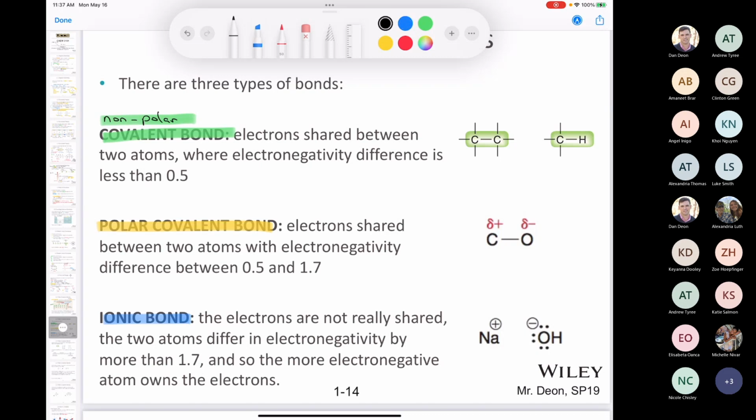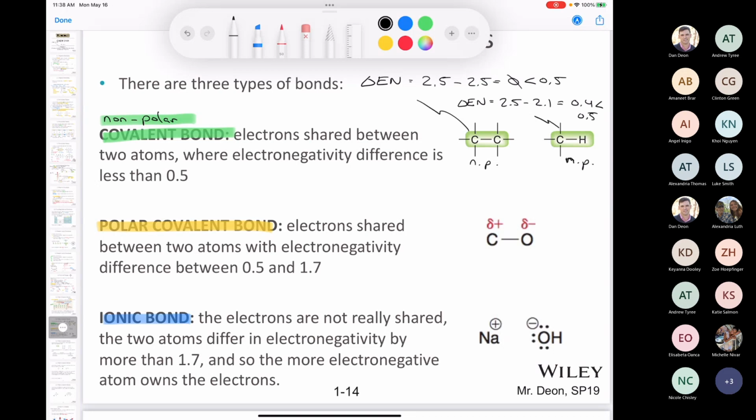Let's just try some math here. If you have two carbon atoms like this one, so you would put delta EN, which stands for the difference in electronegativity, is equal to carbon is 2.5, and then you subtract the other carbon, 2.5, so that gives you 0. So 0 is less than 0.5. Therefore, this is non-polar. Same thing would apply here between carbon and hydrogen. You would do delta EN is equal to 2.5, subtract 2.1, which gives you 0.4. So there's some difference, but it's less than 0.5. Therefore, this would also be non-polar.